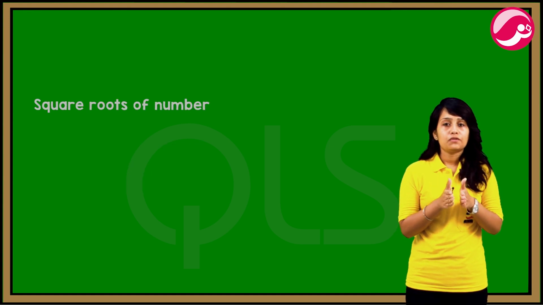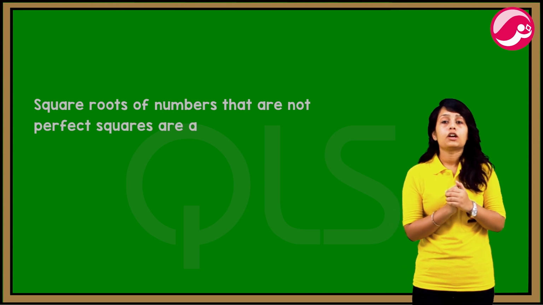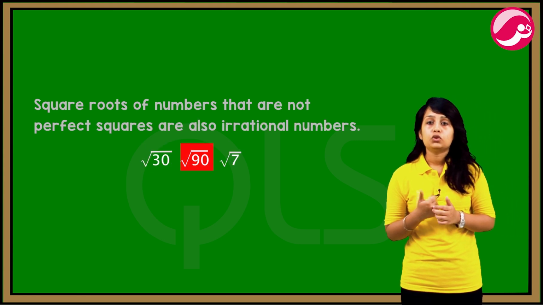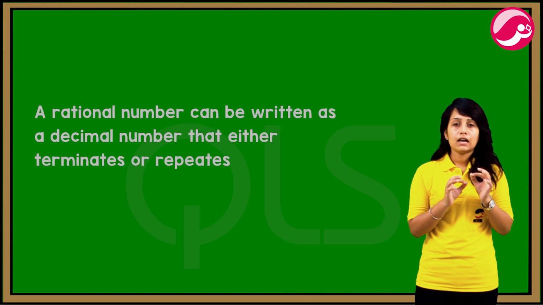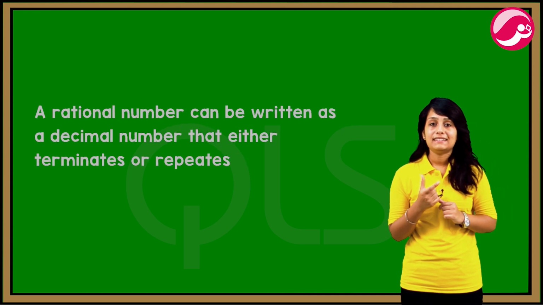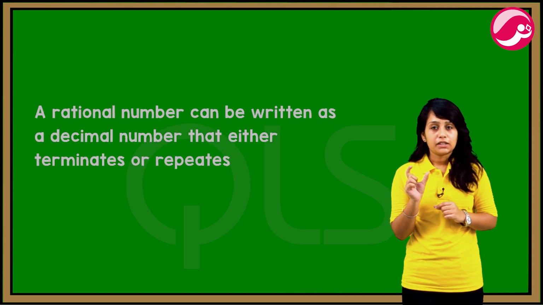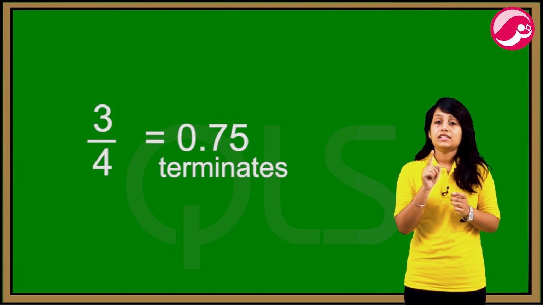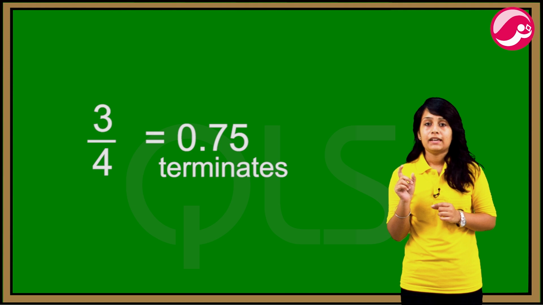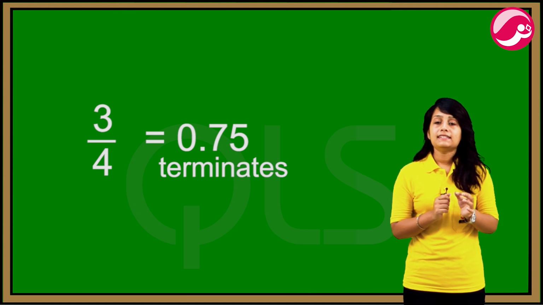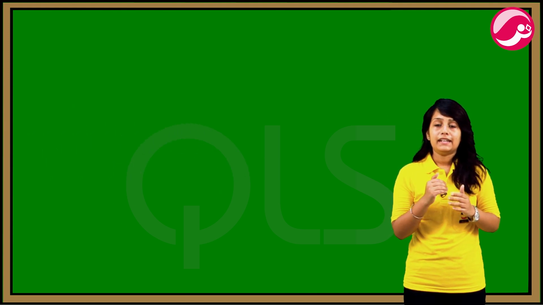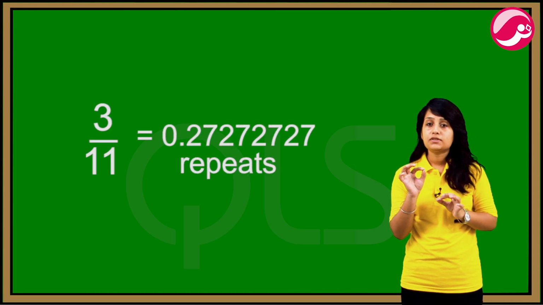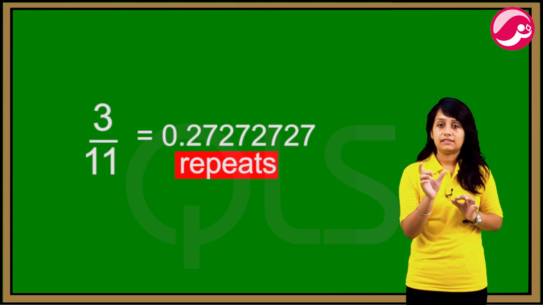Now square roots of numbers that are not perfect squares are also irrational numbers. For example, root 30, root 90, root 7, etc. A rational number can be written as a decimal number that either terminates or repeats. For example, 3 by 4, which is equal to 0.75, and this number terminates. Let us take another example, 3 by 11, which is equal to 0.27272727 and so on, that is, it repeats.